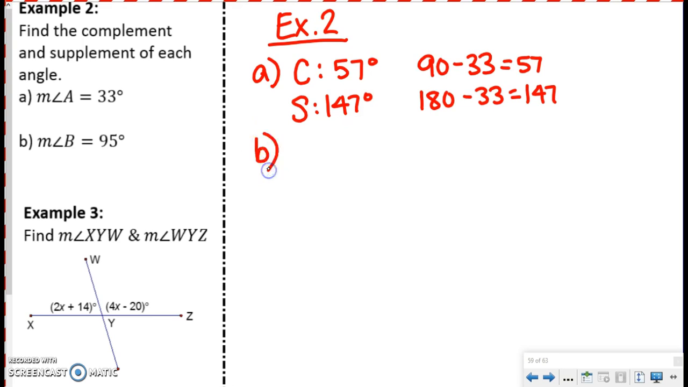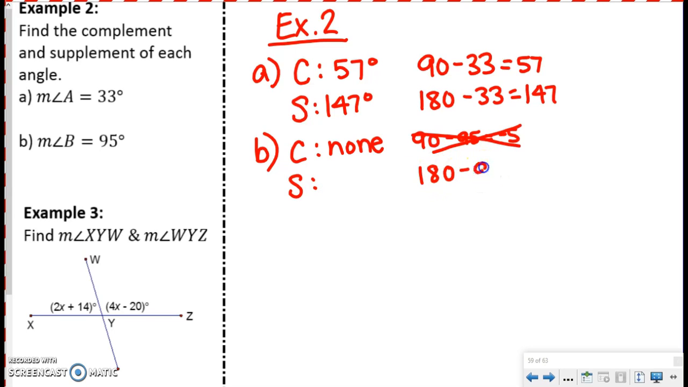Okay, so pause for a moment and you try part B. Okay, so for the complement, you should have done 90 minus 95, and you would get -5. That is not possible. We can't have negative angles. So since this one, angle B is 95 degrees, it's already over 90, then it has none. It does not have a complement. So obtuse angles cannot have complements, and that's an obtuse angle. But it does have a supplement, so I can do 180 minus 95, and that gets me 85 degrees. So it does have a supplement, not a complement. And that happens for all obtuse angles. They don't have a complement, but they will have a supplement.